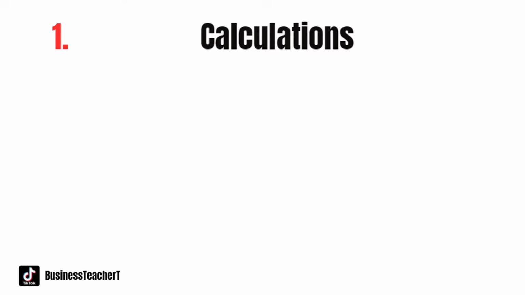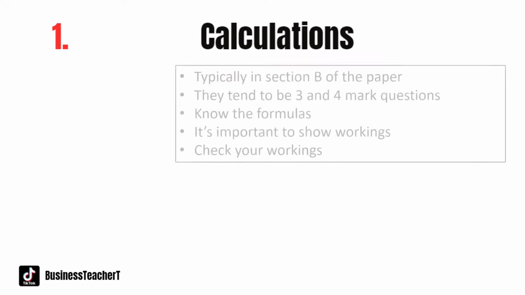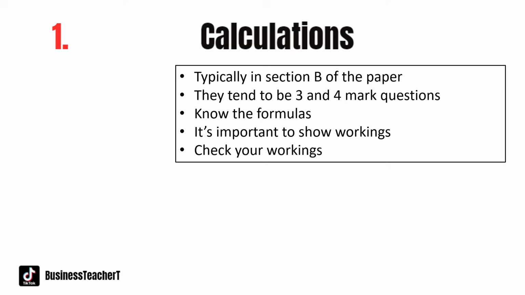Mistake number 1, and this tends to involve how students answer the calculation type questions. So the calculation type questions appear typically in section B of the paper, and they tend to be 3 and 4 mark questions. Now it's important that you know how to answer these questions because you don't want to not pick up on the marks that you actually deserve. It's important also that you know the formulas.